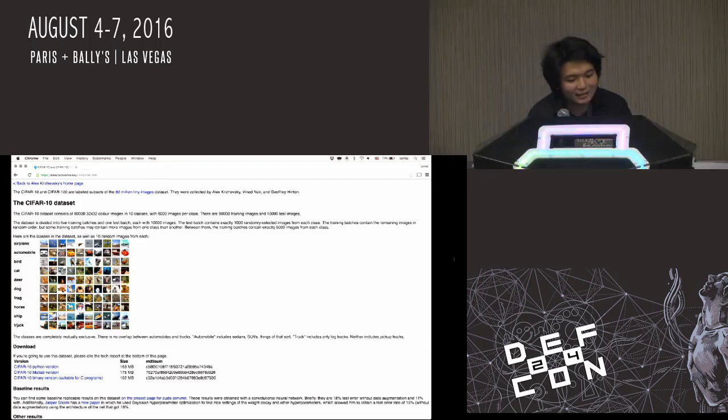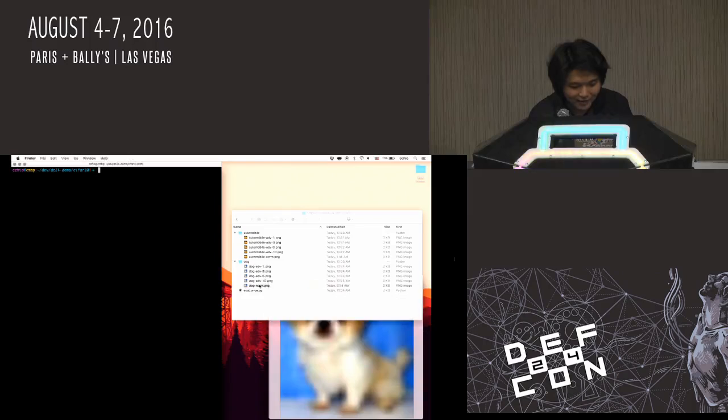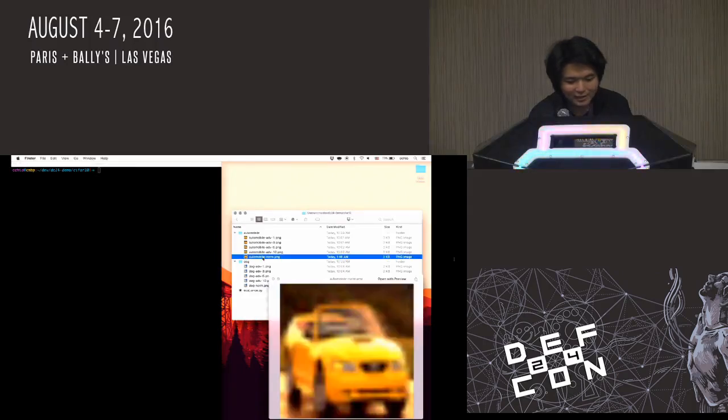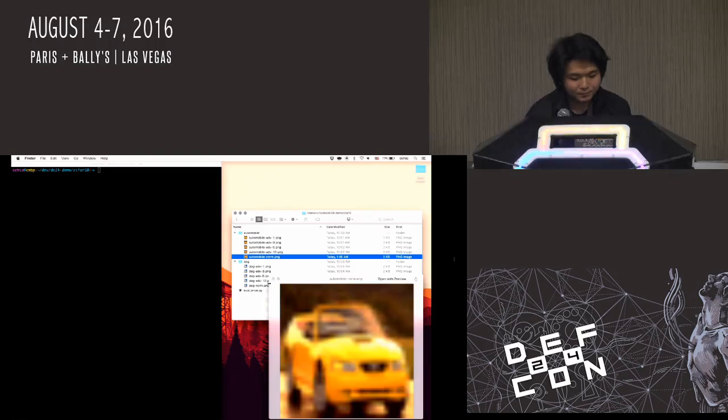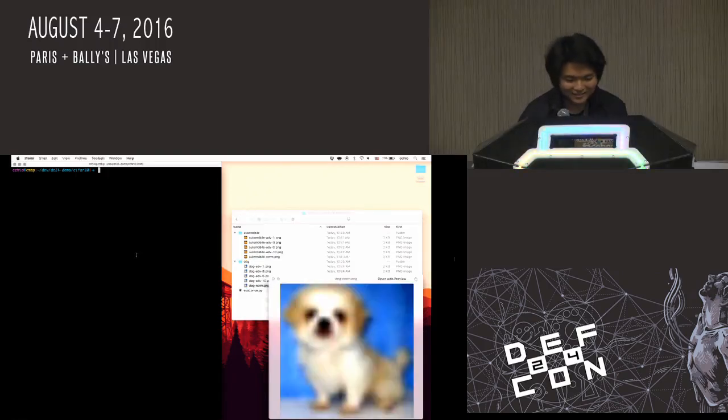The interesting thing is that these images are not high resolution images. You don't take them with your phone. They're 32 by 32 pixels large. So this is the actual size of it. Actually, maybe bigger. And so we're looking at two sets of images here, dog and automobile. Just chose them because dog is cute.